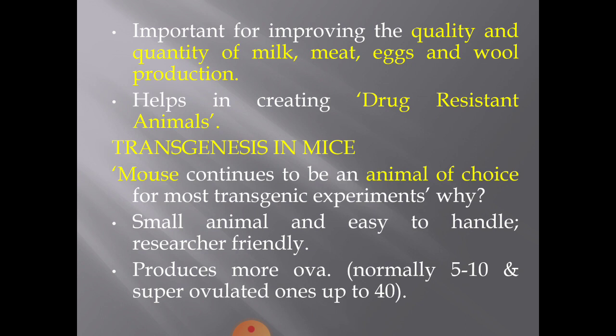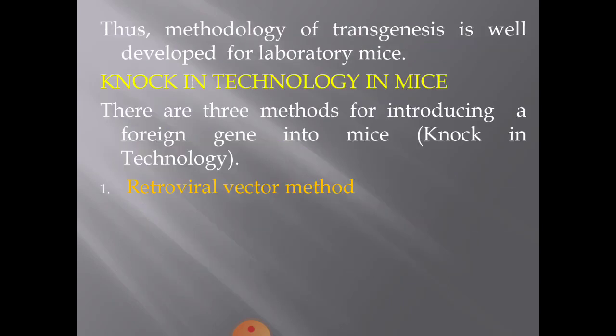On the other hand, if you make them superovulate, it is possible. I will tell you how they can be made to undergo superovulation. If you make them superovulate, they can produce as many as 40 ova. This is the reason why again they happen to be the animal of choice. Thus, the methodology of transgenesis is well developed and standardized for laboratory mice and rodents.